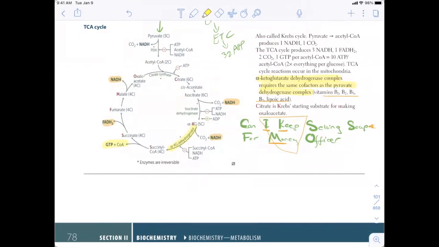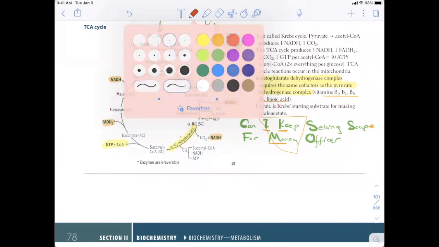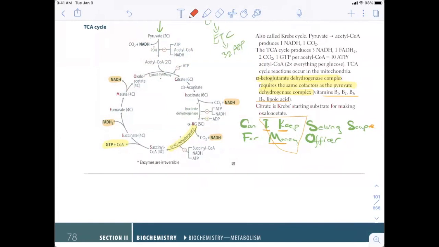So the easy way I try to remember myself is I always say that, obviously, if you want to make money, you got to sell something, right? So when I sell soup, I make money. What's that money? GTP. So that helps you remember that GTP is made between succinyl-CoA and succinate, which is the selling of the soup. When you sell soup, you make money, you make GTP. Remember that, or come up with whatever way helps you remember, but it's important to know which step GTP is made. Okay. Let's see, what else is important here?